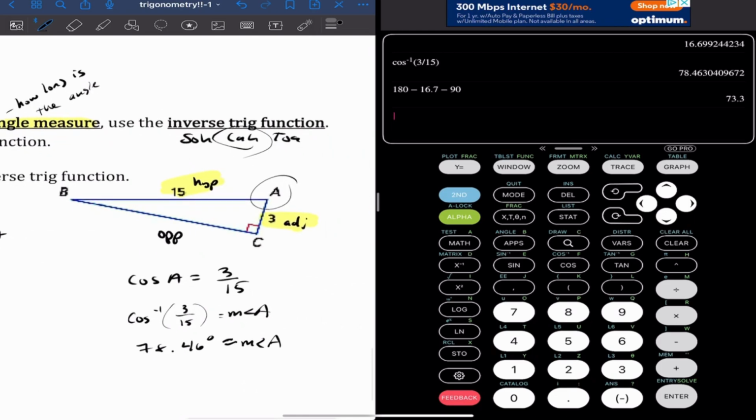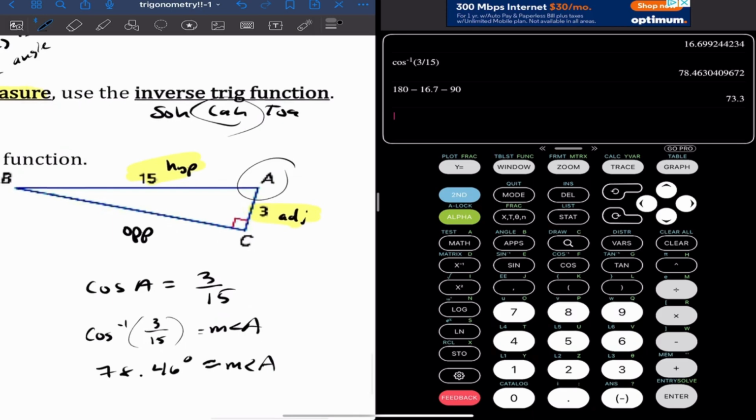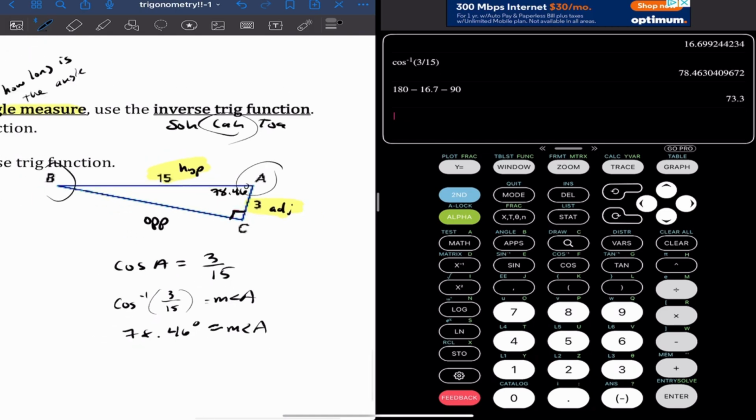Let's take a look at this one. Okay, so we found out for this problem, this is 78.46 degrees, right? And then you have 90 degrees here. So what's the measure angle B? Well, you know the sum of interior angles of a triangle is 180, so I do 180 minus 90 minus 78.46. Hit enter, that's 11.54 degrees. Or measure angle B is 11.54 degrees.